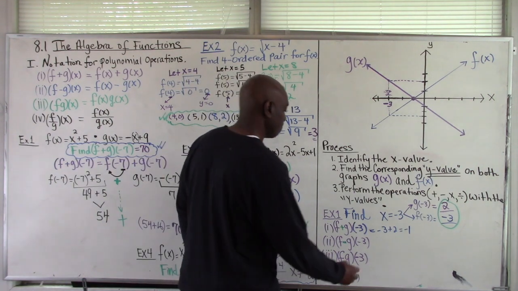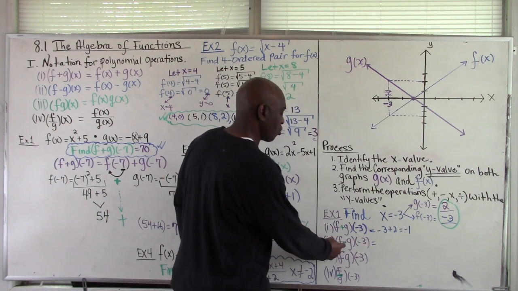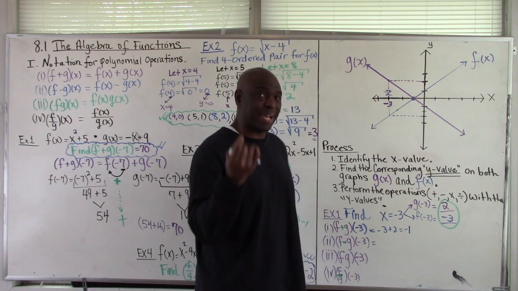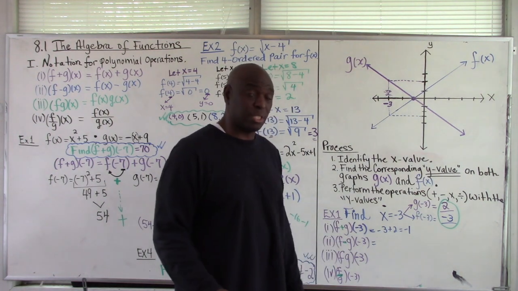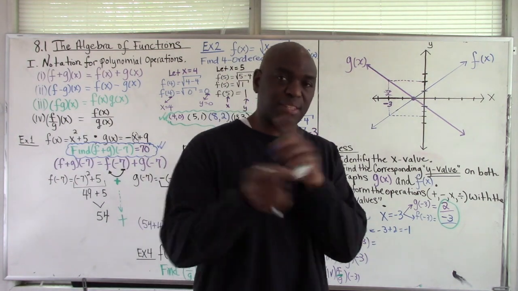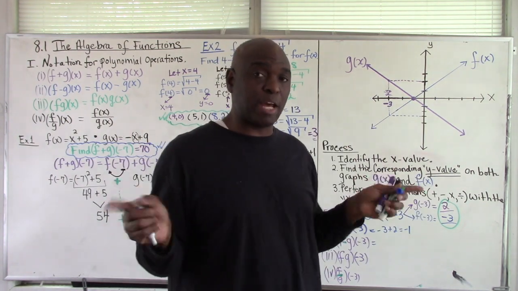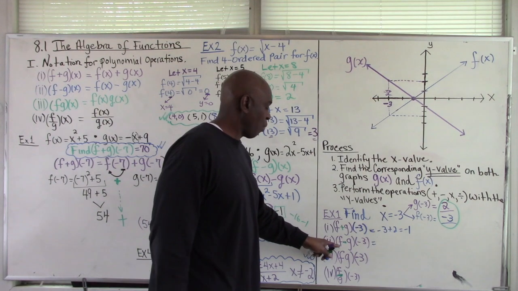All right, equal. Now subtract. Now with subtraction, the order matters. You got to put F first. F minus G, because F minus G is not the same as G minus F. Order does matter with subtraction. So put the F y value first.